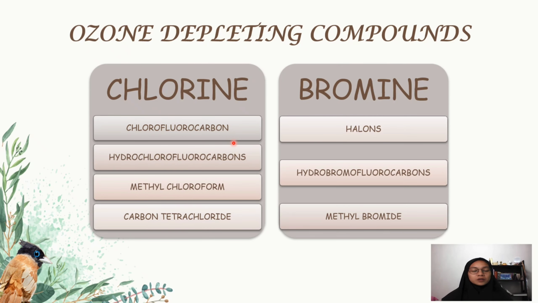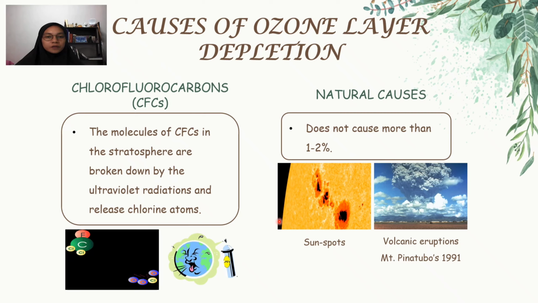The compounds that cause ozone depletion are chlorine and bromine. For chlorine, it includes chlorofluorocarbon CFC from refrigerators, air conditioners, and solvents. Hydrochlorofluorocarbons HCFC from solvent cleaning and fire extinguishers. Methyl chloroform from aerosols, and carbon tetrachloride from fire extinguishers and solvents. For bromine, it includes halons from fire extinguishers, hydrobromofluorocarbons, and methyl bromide.